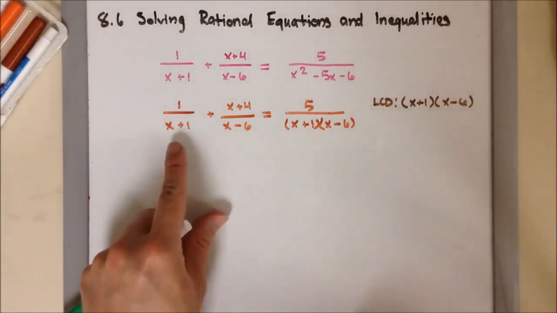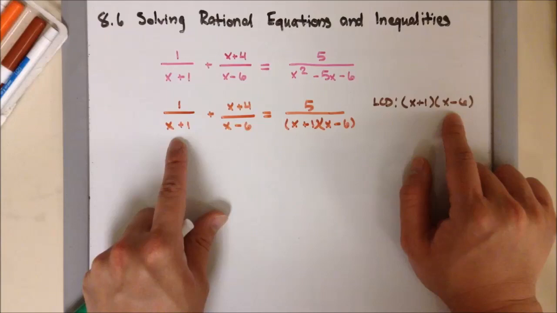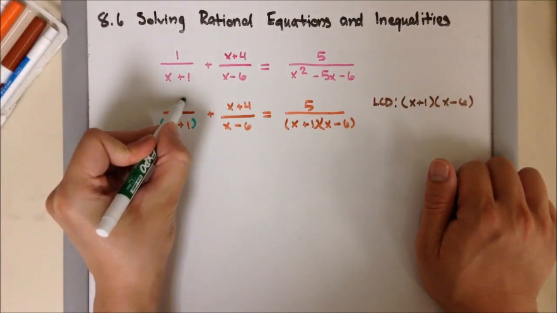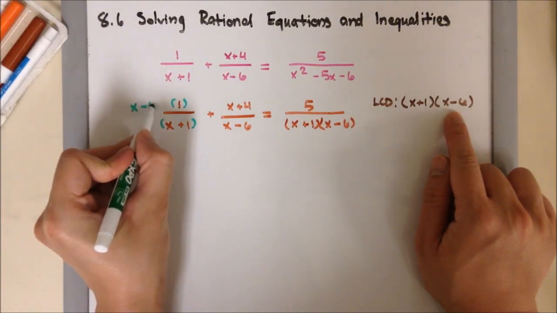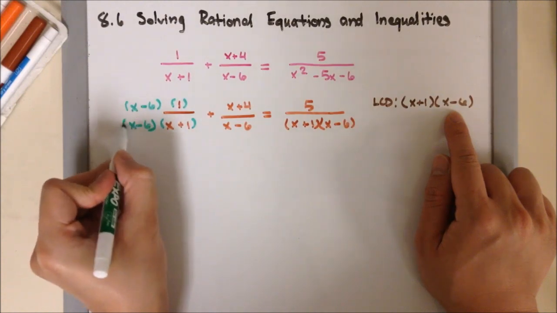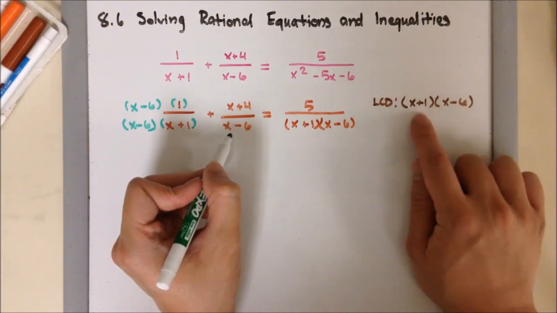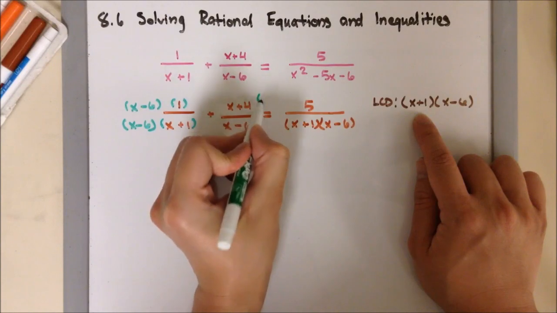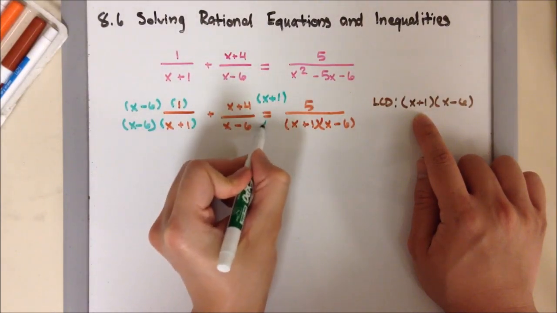Alright, now let's get common denominator. In the first fraction, it has x plus 1. According to the LCD, it's just missing x minus 6. So I'm going to multiply the denominator and numerator by the missing factor, which is x minus 6. In the second fraction, it has x minus 6, but according to the LCD, it's missing x plus 1. So I'm going to multiply the numerator and denominator by x plus 1.